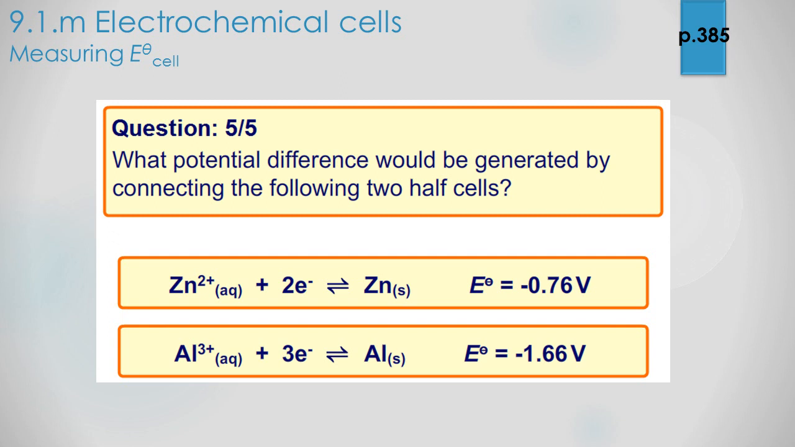The last example, we're considering zinc and Al. Of course, the E0 of Al is more negative than the E0 of zinc, so it has to be placed on the left. So the answer will be the E0 of the right-hand electrode minus the E0 of the left-hand electrode: negative 0.76 plus 1.66, so plus 0.9 volts.